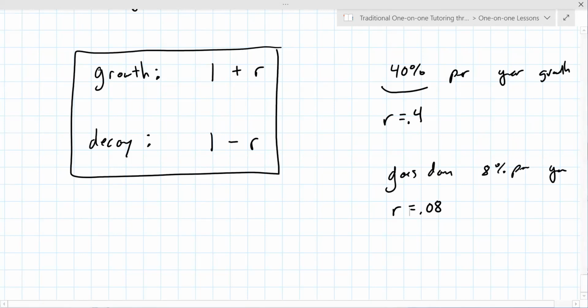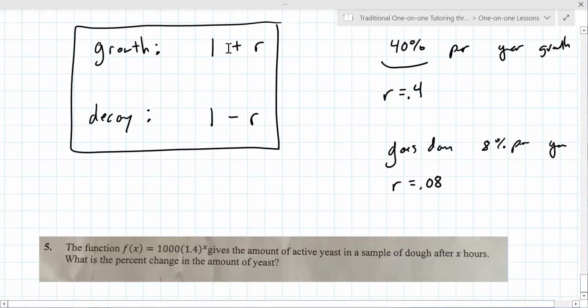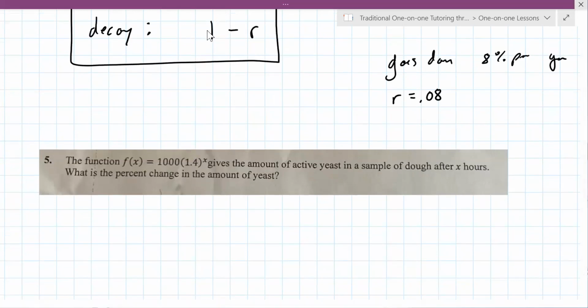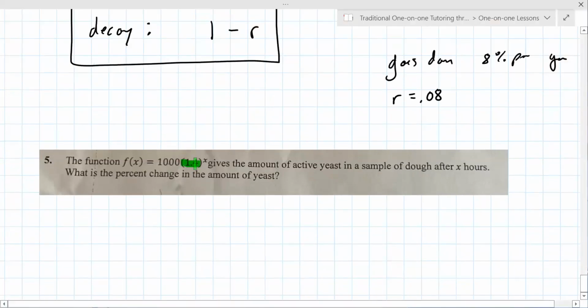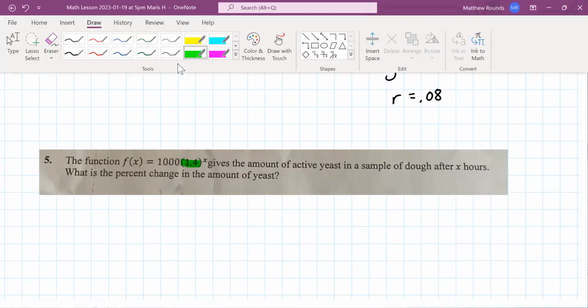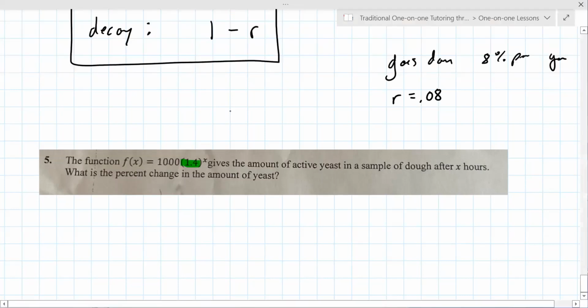Right, and it'll make more sense when we look at a couple of problems here. The other thing to notice is that the 1 plus R is always bigger than 1, and the 1 minus R is always less than 1. And when you look at this problem 5, you're looking at the number in parentheses. So my question to you is, is that number in parentheses bigger than 1 or less than 1? Bigger than 1. So this is growth. Since it's growth, we can write 1 plus R equals 1.4.